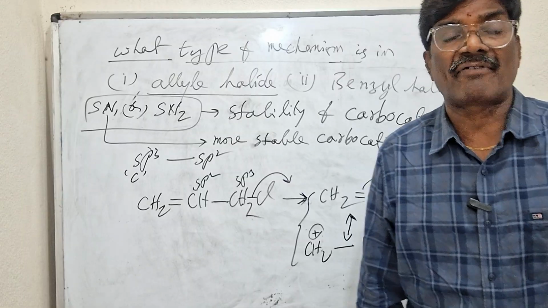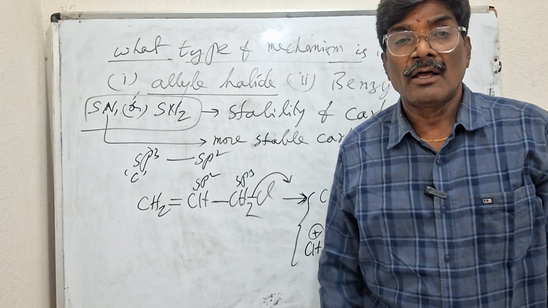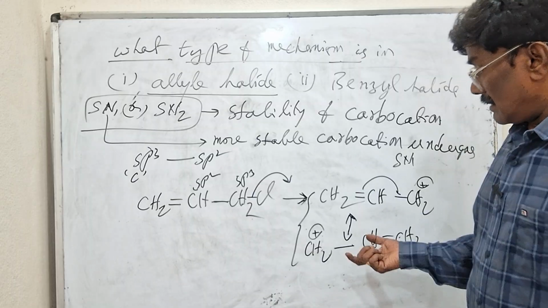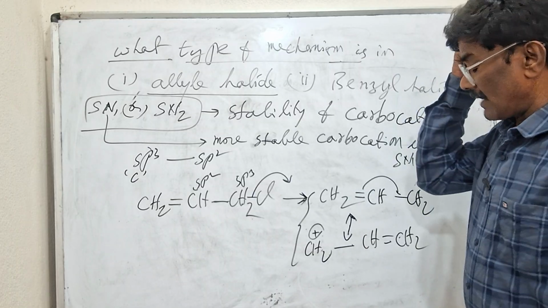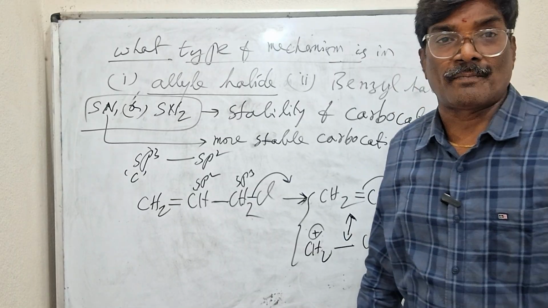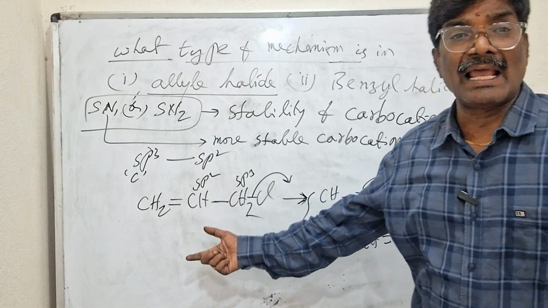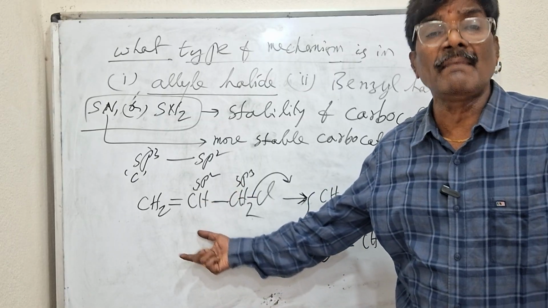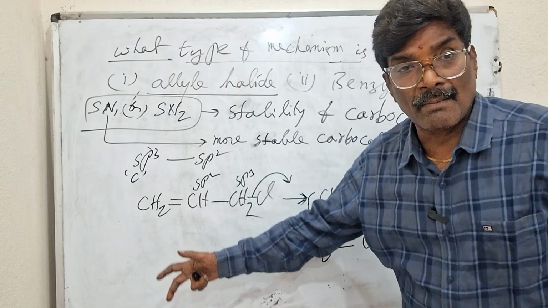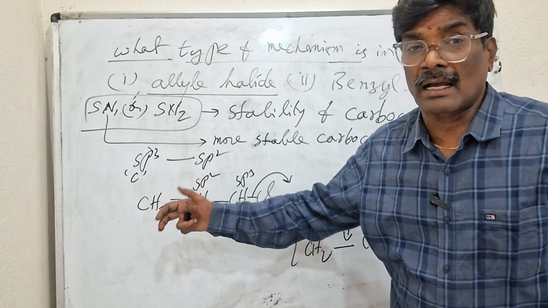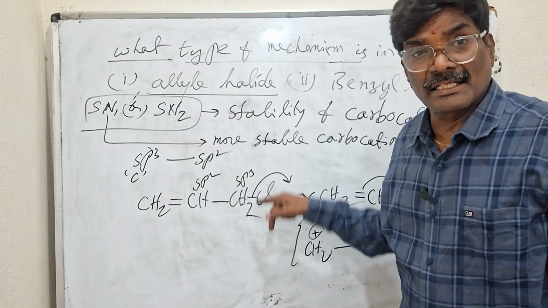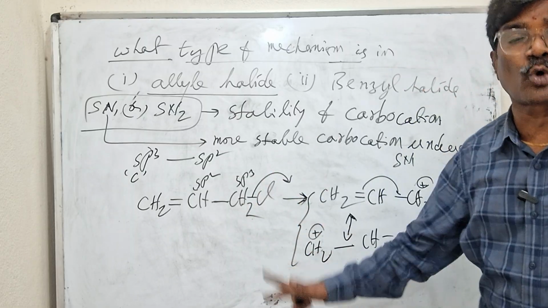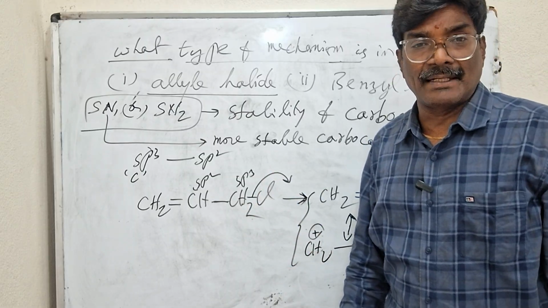For any higher level of examinations in India, this is a very important concept. In the same way, benzylic halide also. What is the reason here? Why do allylic halides undergo the SN1 mechanism? Because from allylic halide, an allylic carbocation forms, and it is stabilized by resonance. These two points you should keep in your mind.